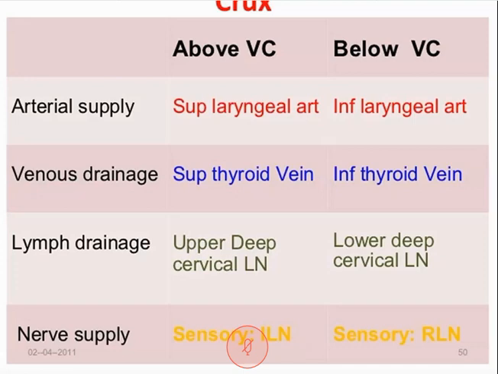The lymphatic drainage, that is what you call, above the vocal cord, they will go into the upper deep cervical lymph nodes. Below the vocal cord, they will go into the lower deep cervical lymph nodes. The nerve supply above the vocal cord, sensory is the internal laryngeal nerve. That is what you call the superior laryngeal nerve branch. And below the vocal cord is by the recurrent laryngeal nerve.